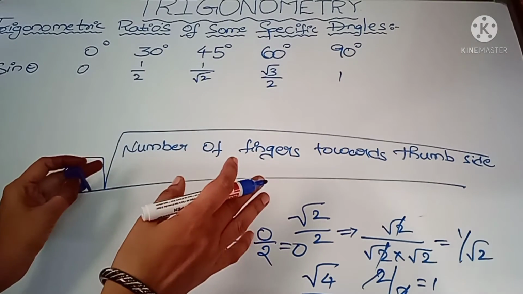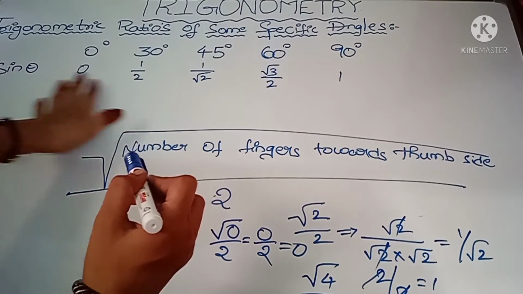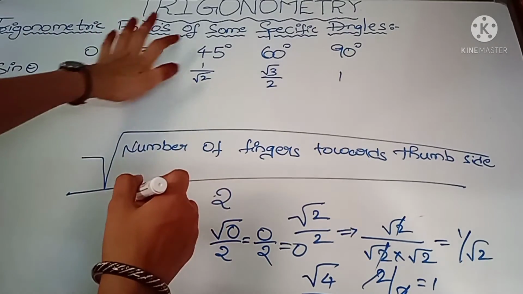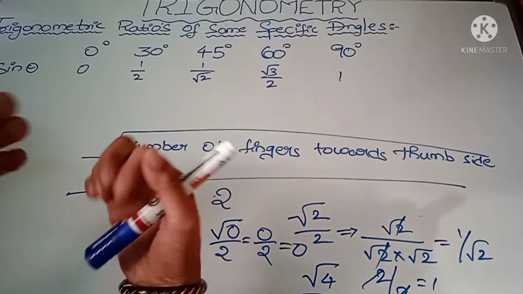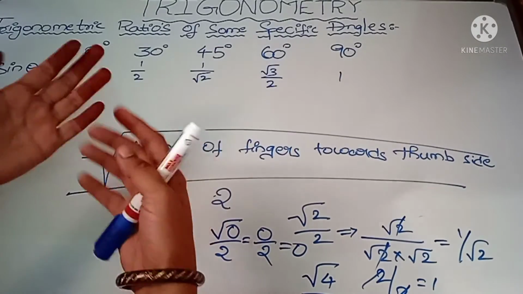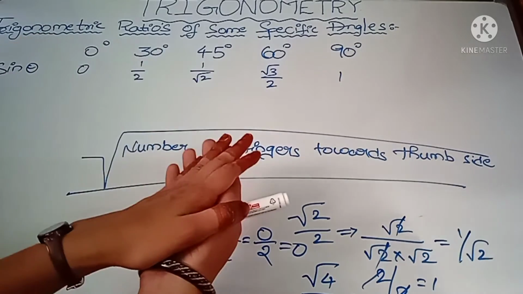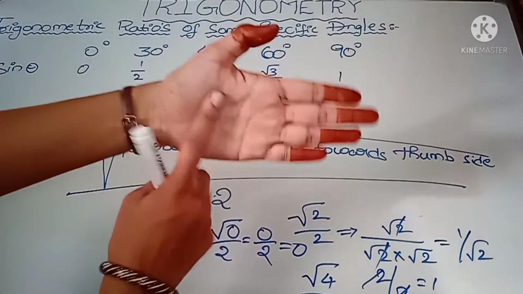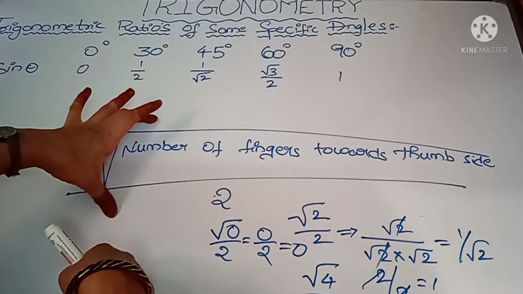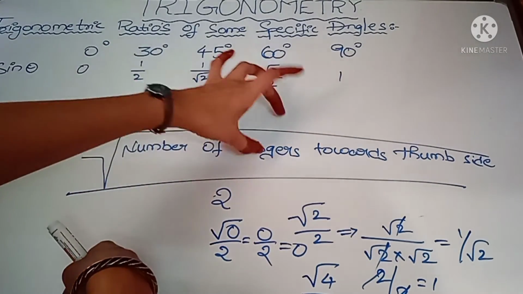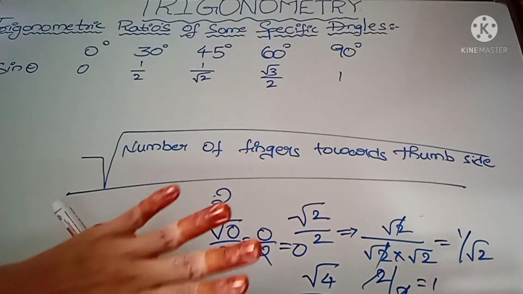Is it clear? See, these are the values of sine 0, sine 30, sine 45, sine 60 and sine 90 degrees. This is the practical method to understand the value of some trigonometric ratios. Instead of by hearting, use your left hand and write all the values. Just remember this formula: under root number of fingers towards the thumb side by 2.